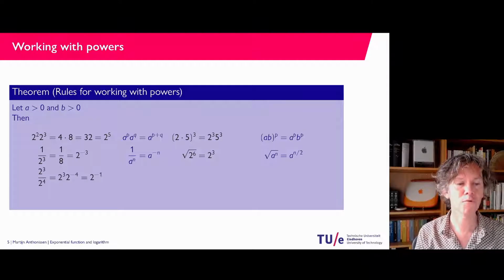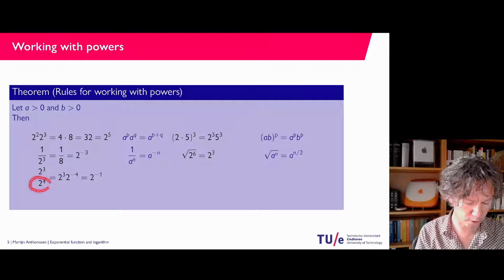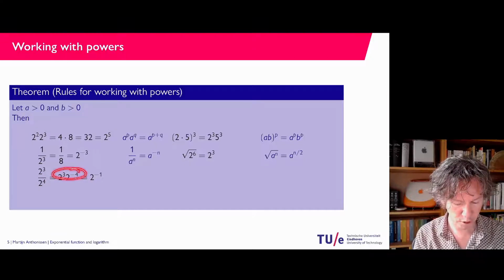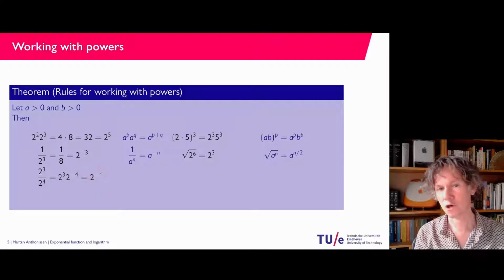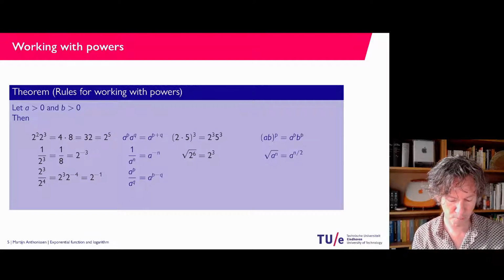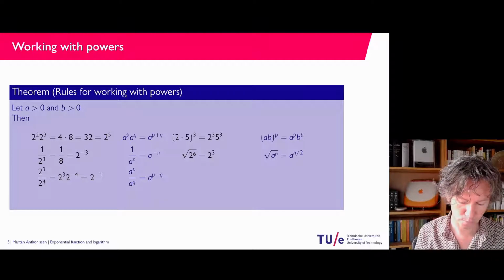2 to the power 3 over 2 to the power 4: with what we have seen before, 1 over 2 to the power 4 is 2 to the power minus 4, and then we can add the exponents together, and we have minus 1. So that's kind of combining what we have already seen. And the general rule is a to the power p over a to the power q is a to the power p minus q.